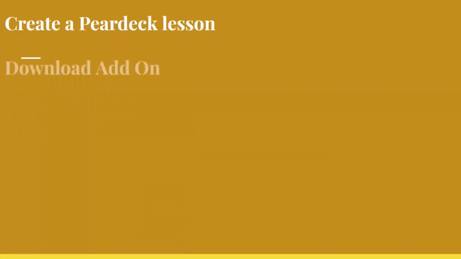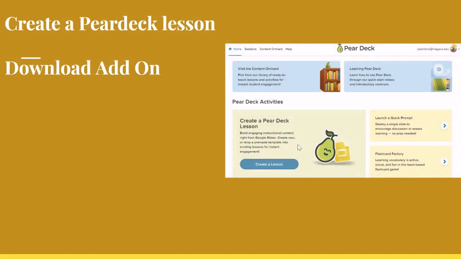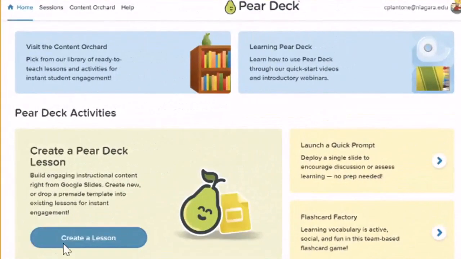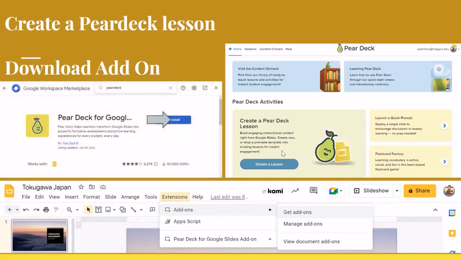Now to create a Pear Deck lesson, you're going to want to download the add-on. This can be done by going to peardeck.com and going over here to create a lesson. You can also do this by going to extensions, go to add-ons, and click get add-ons. You would then search for Pear Deck and install. I already have it, which is why it shows up in my extensions.